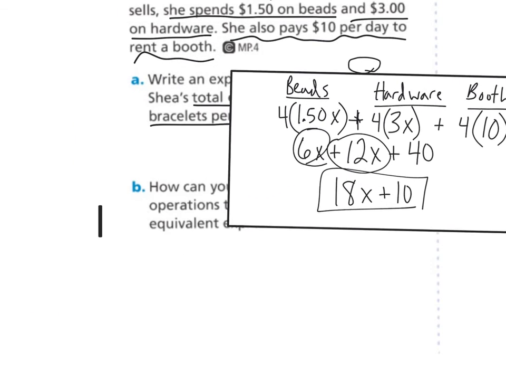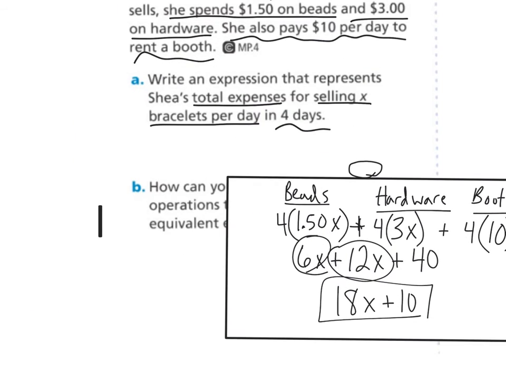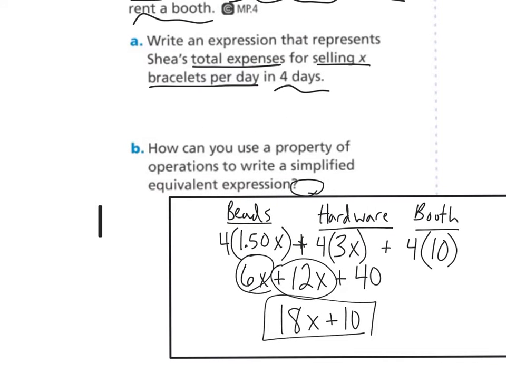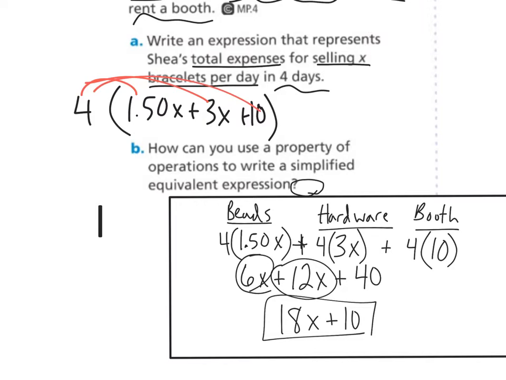Like I said, there are some other ways we could have answered this for part A. So just to show you another couple of options, you could have said $1.50x plus 3x plus 10. That would be like our daily costs altogether. And then we could take that whole thing times 4. And in that case, we would be using distributive property if we wanted to simplify for the next part.